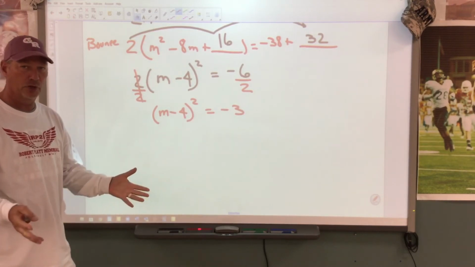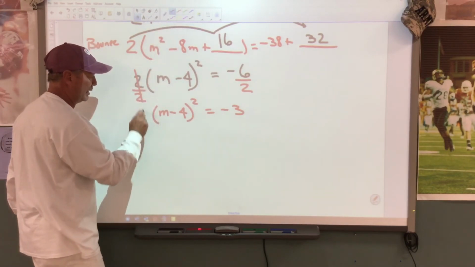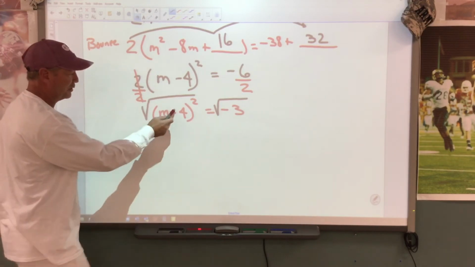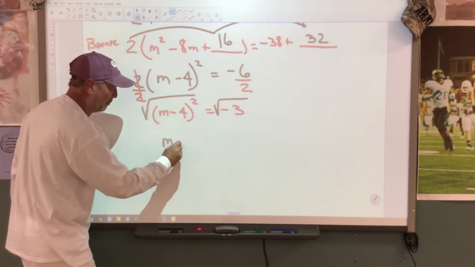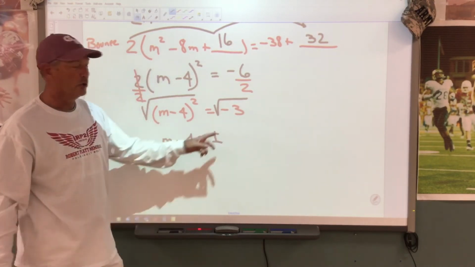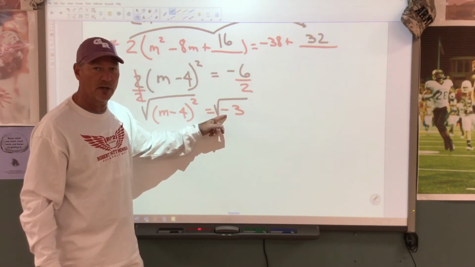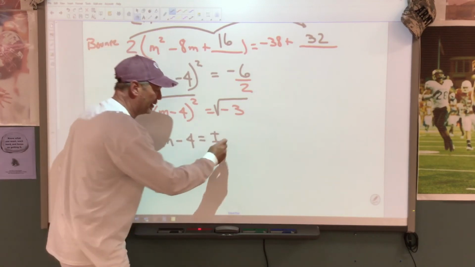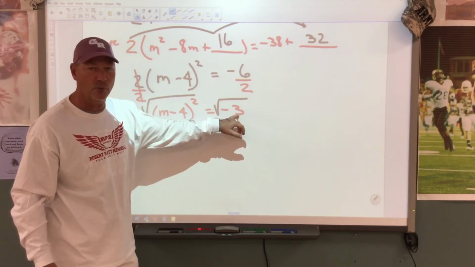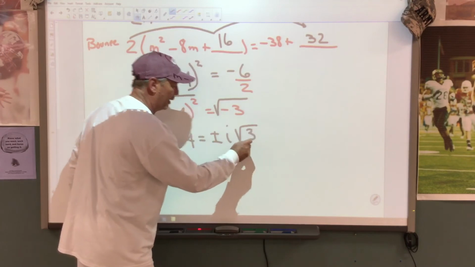How are we doing? So far, so good? Now we need to solve. We're going to take the square root here. This is going to drop out. This will be m minus 4 equals plus or minus. Do you remember what we found out when we were solving by square roots? If I try to take the square root of a negative, I will always end up with an i. And I cannot simplify the square root of 3, so this is going to stay the square root of 3.